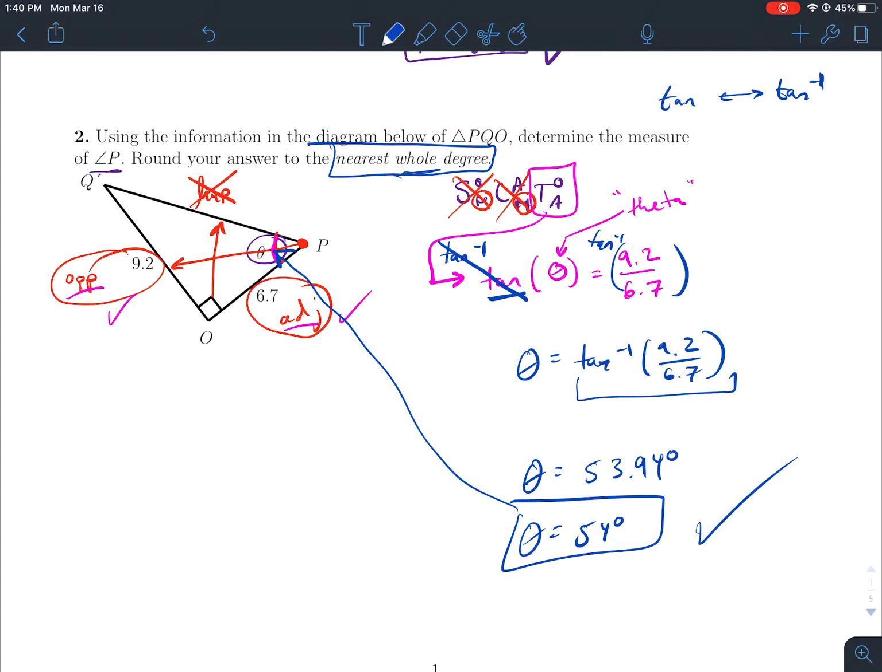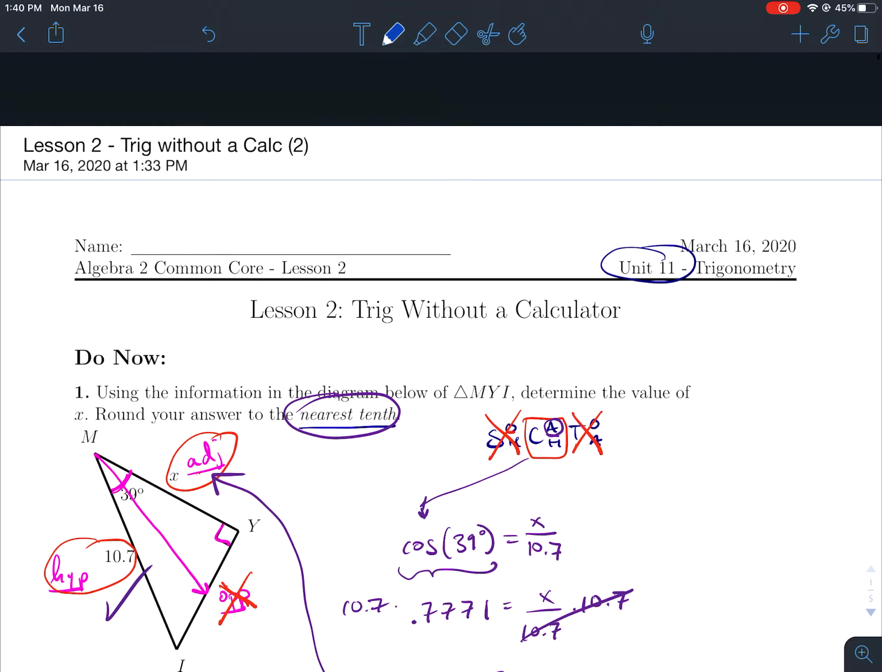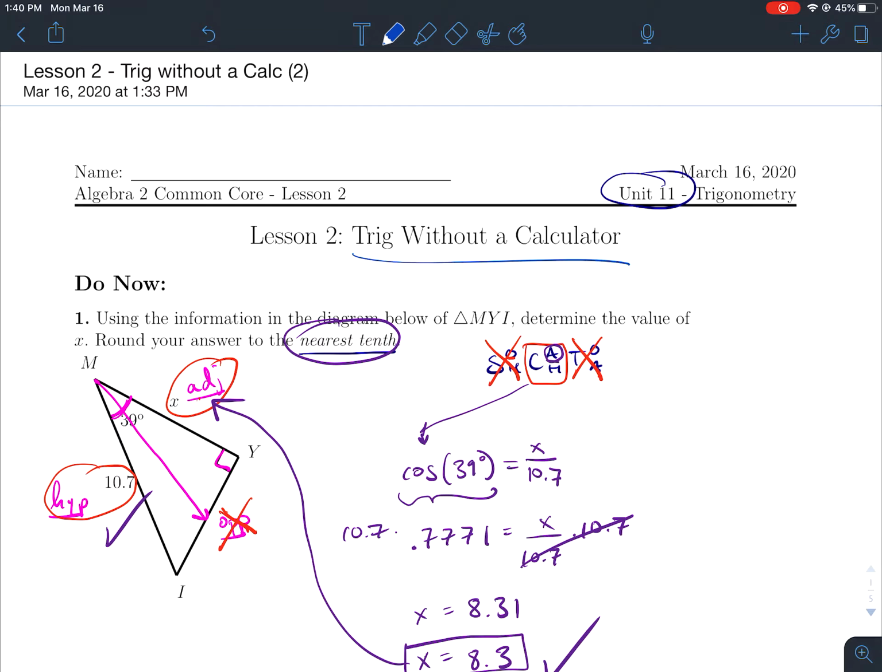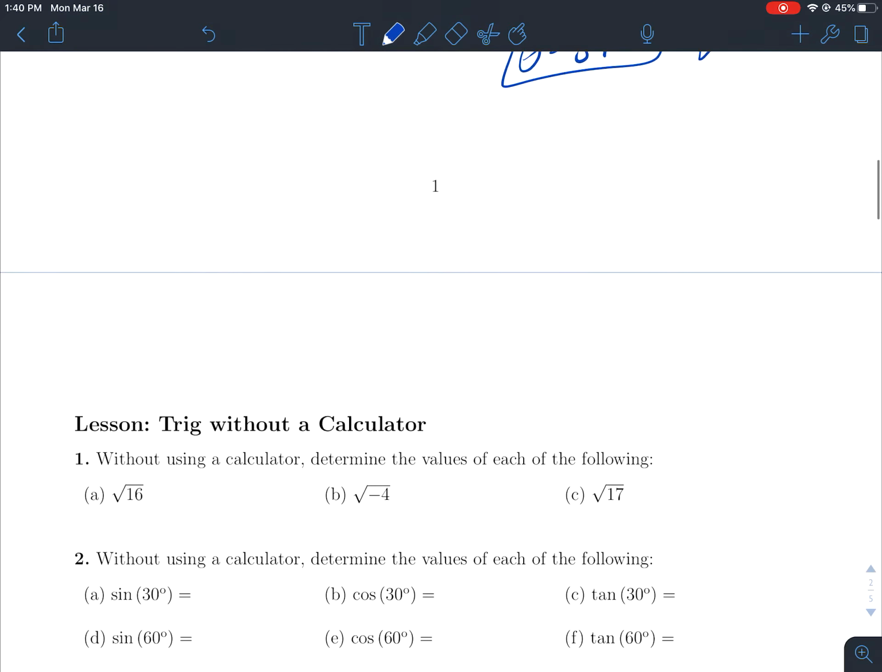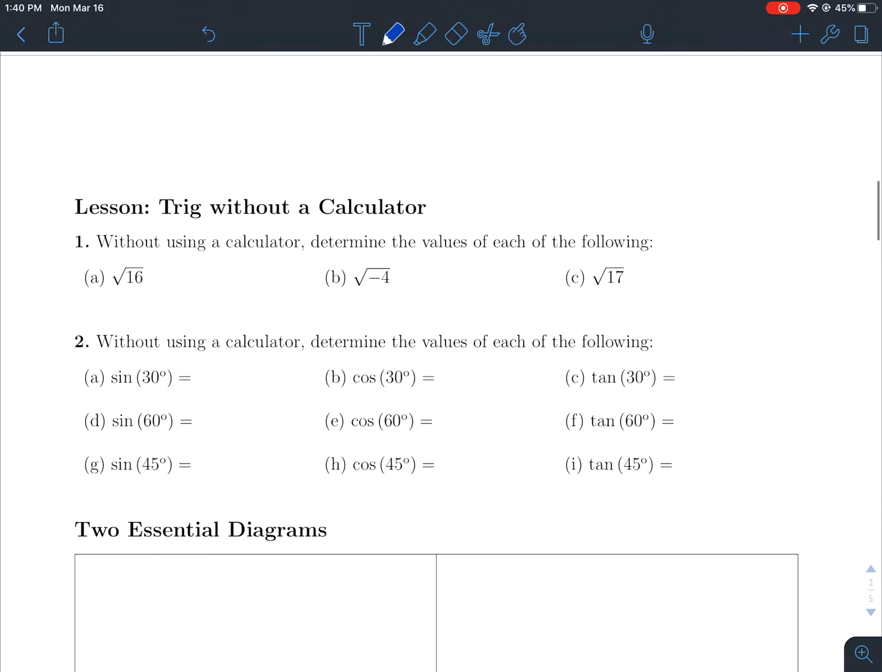Alright guys, so the good news is we've been having this challenge with our calculators where we don't necessarily have them. And so this lesson is all about trig without a calculator. So let's see how we do these problems with no calculator. So trig without a calculator is kind of similar to square roots. So pause for a second, or pause the video for a second after we're done saying this. Please do problem number 1 on your own.